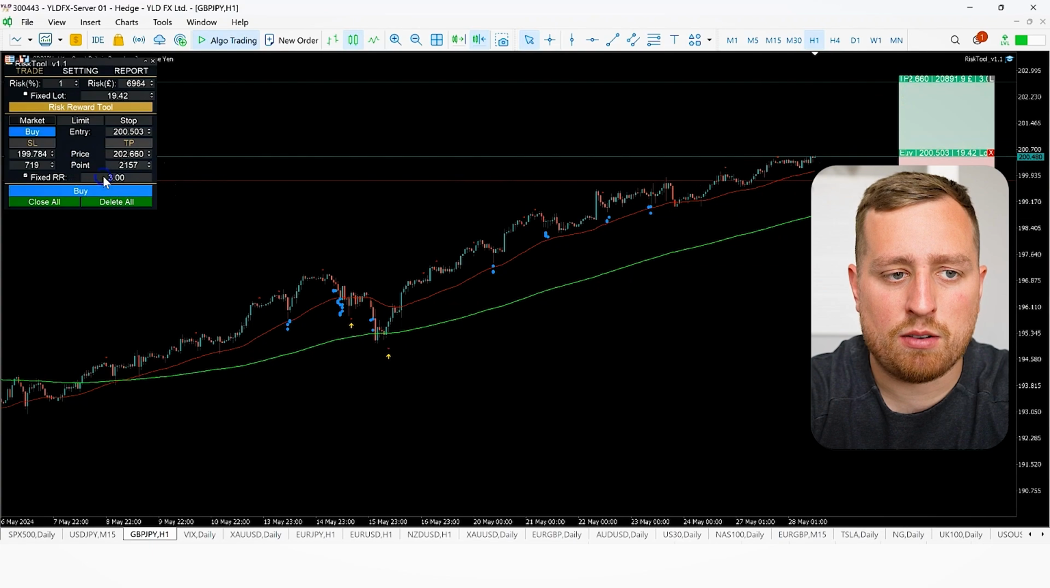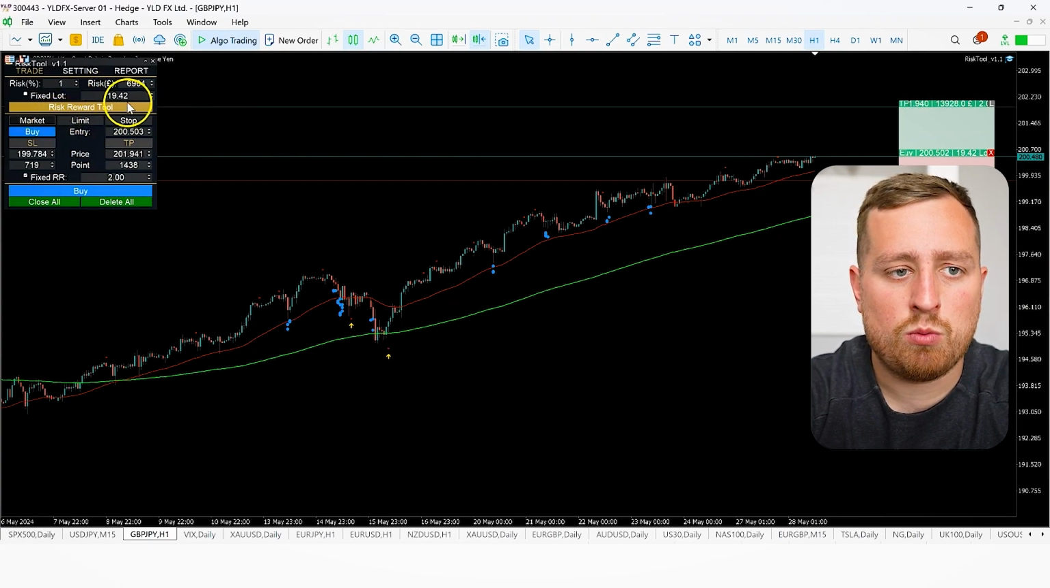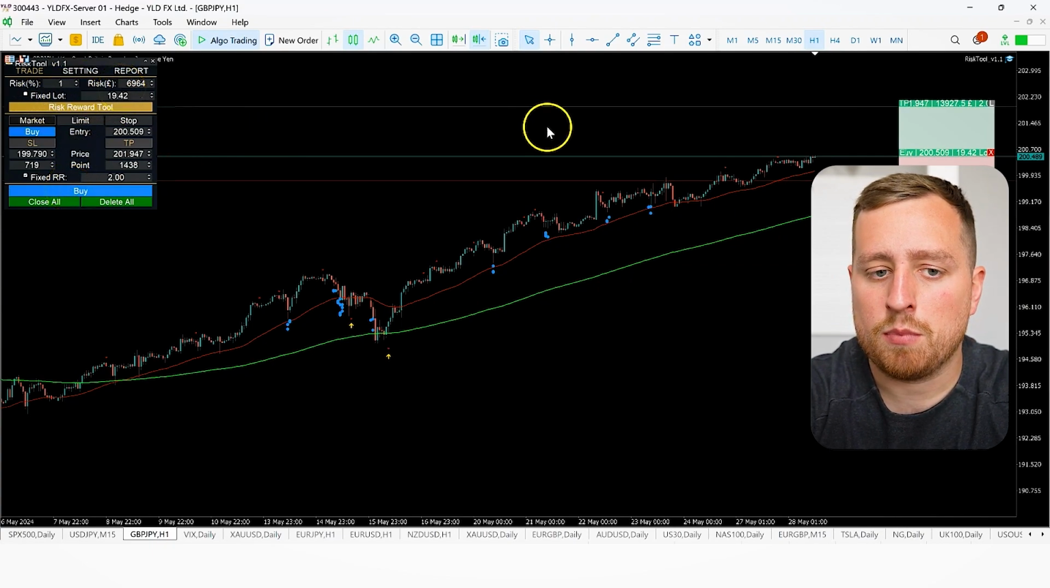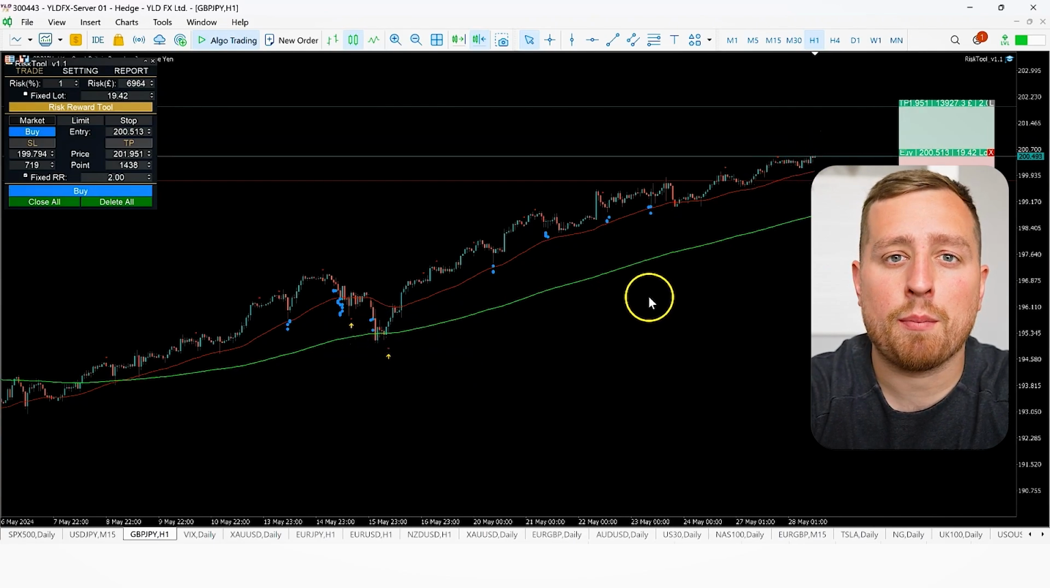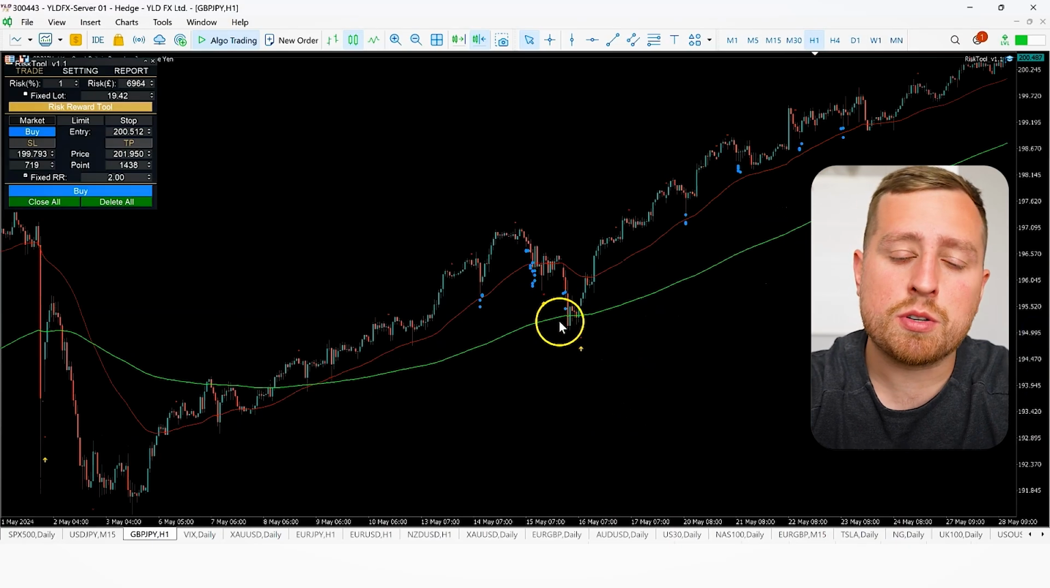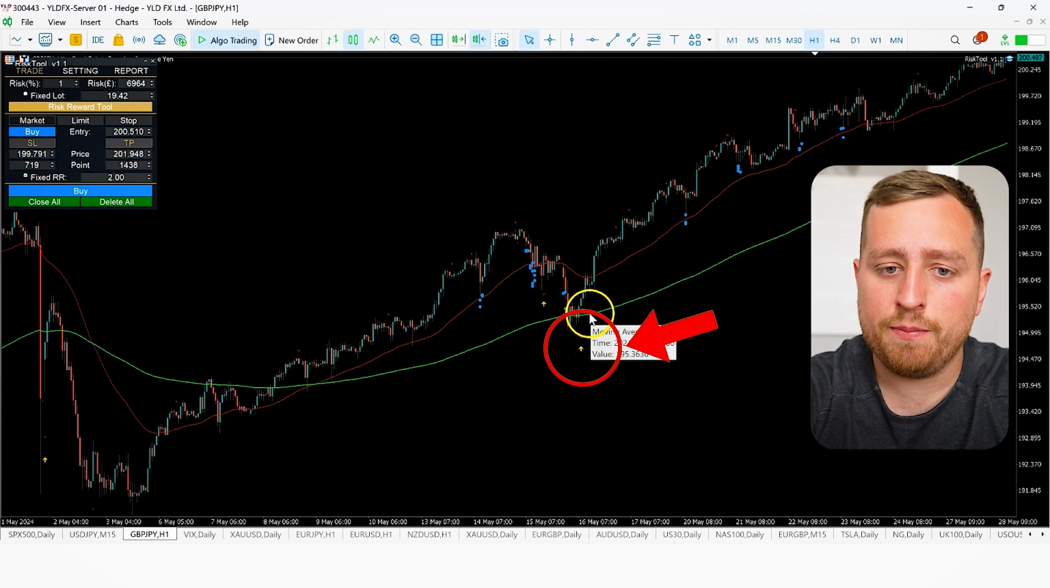But I'd like to keep that down at 2. So all I would simply do is put that at 2. It's already worked out what my 1% risk is of my trading account, and then all I'd have to do is click buy. But because obviously this is working in live time, not historically, I can't put it back to there. When we look at this, ultimately TradeMate has highlighted an entry.